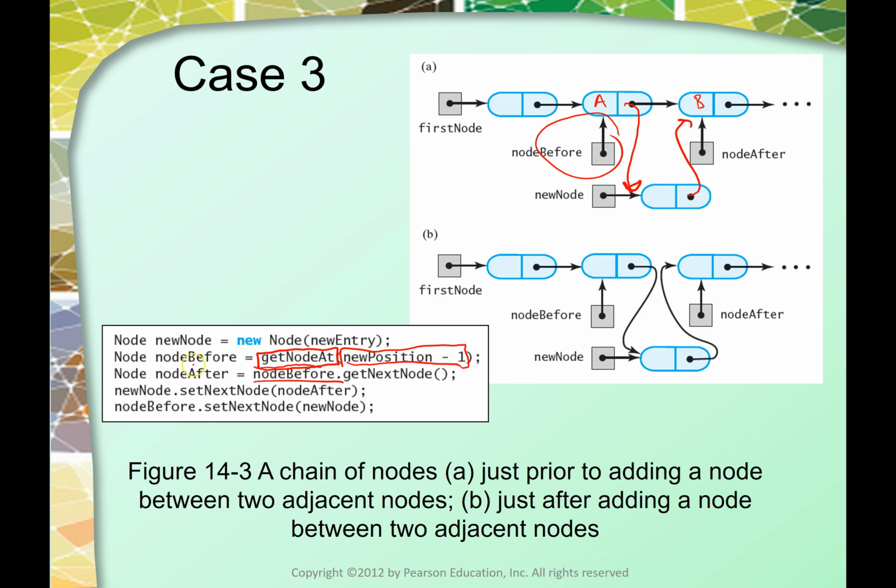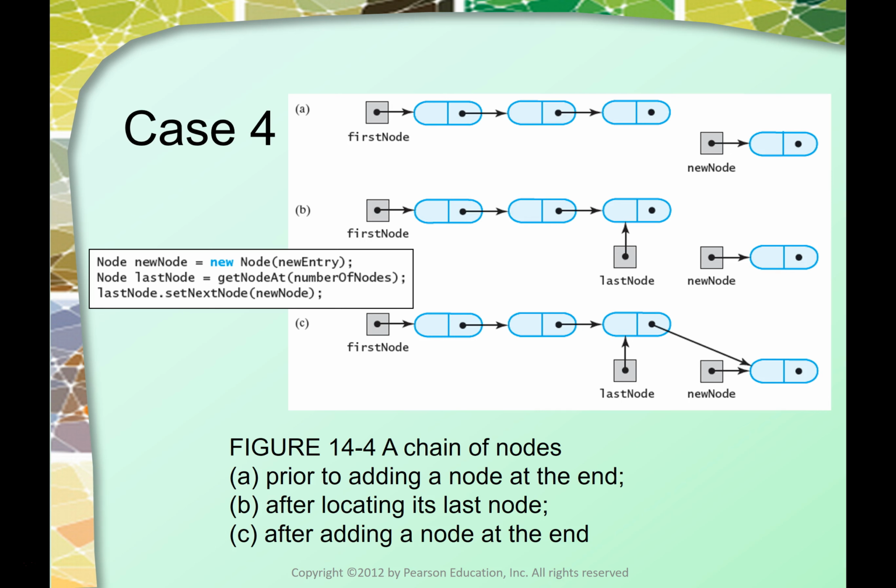Then once you have node before, node after is going to be just node before.getNextNode. It's the node that comes after node before. And then you set new node's next field to node after. Again, this would be new node.next equals node after, and node before.next equals new node. So that's the way you insert an item in the middle of the list.